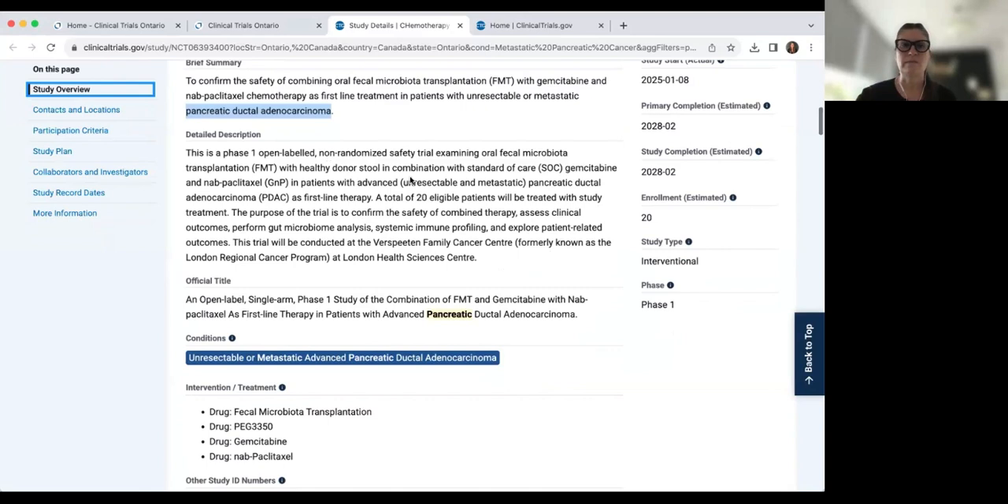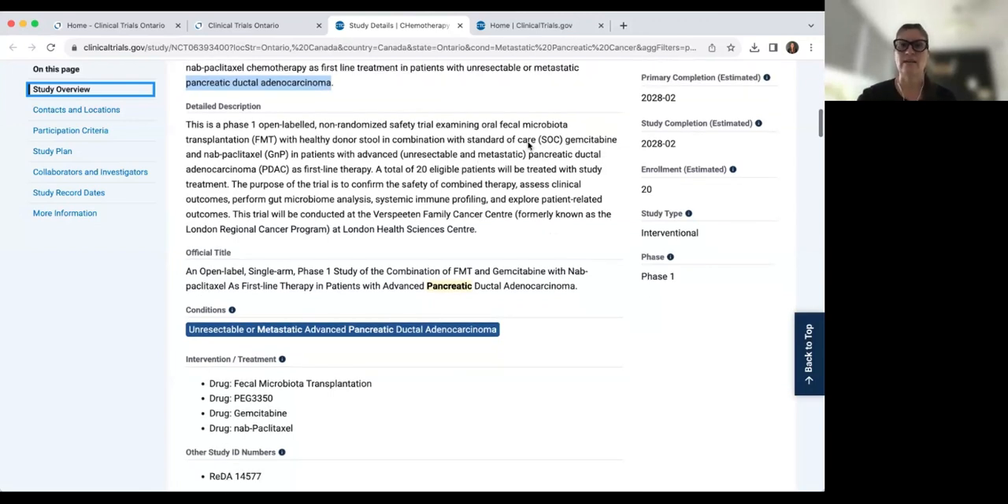Then there's a bit of a description here. So this is a phase 1 study. It's open labeled and it's non-randomized. So open labeled means that you would know as a participant and the researchers know what you're getting in the study. Everybody's getting the fecal microbiota transplant from healthy donors. And the participants in the study are being treated with standard of care. And this is the type of adenocarcinoma that they have.